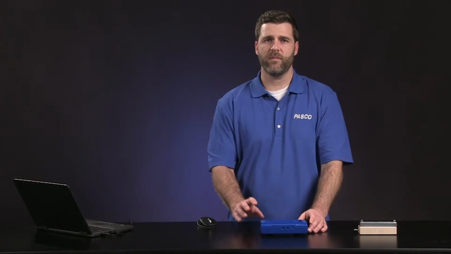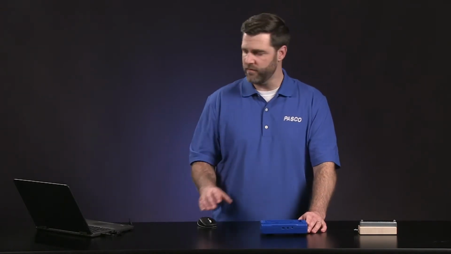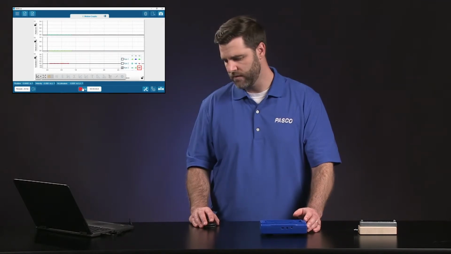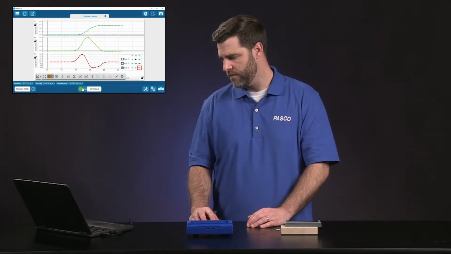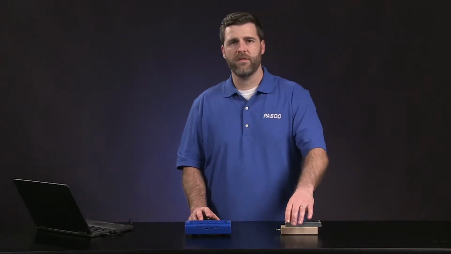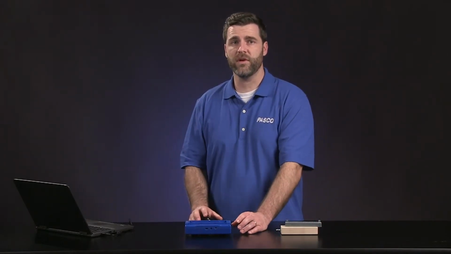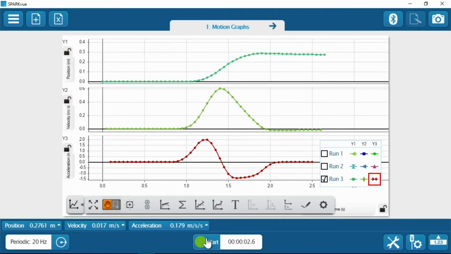Students test their predictions by recording a new set of data with the mass on the friction block. To find the stopping distance, students should measure the change in the cart's position from where its velocity was equal to the initial velocity from the previous run, to where the velocity is 0.